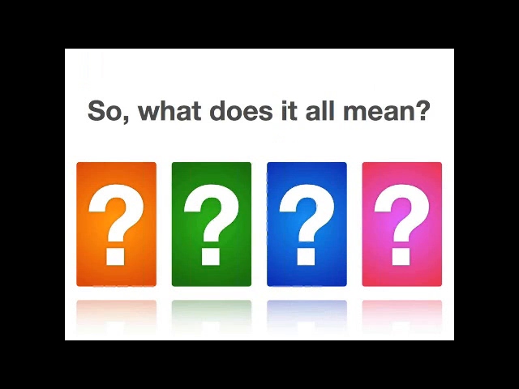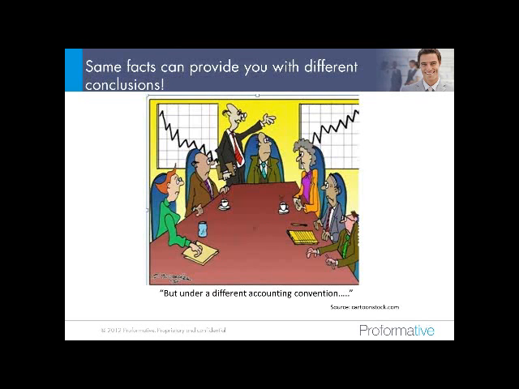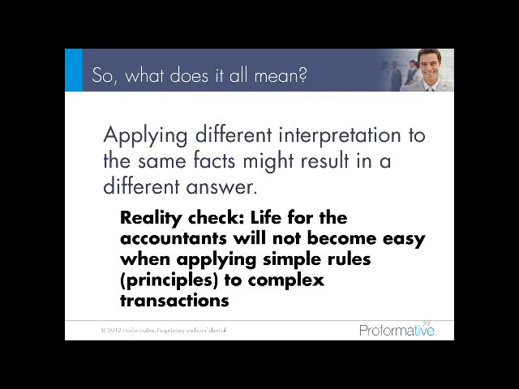Just look at the cartoon, which explains this. On the left side, there's a graph with the numbers going down. With a different accounting convention, you have the numbers going up. Applying a different interpretation to the same facts might result in a different answer. So that's the reality check for all accountants.